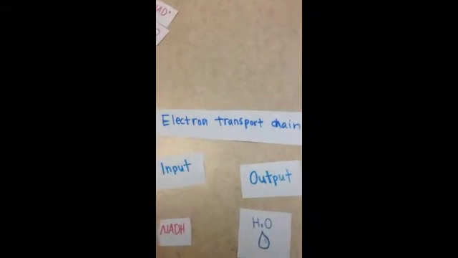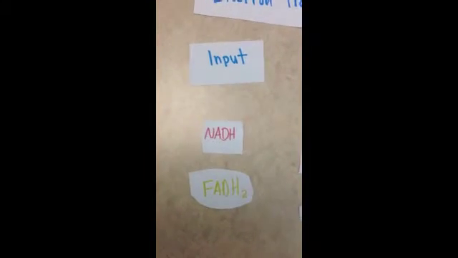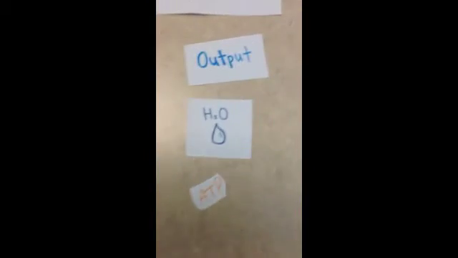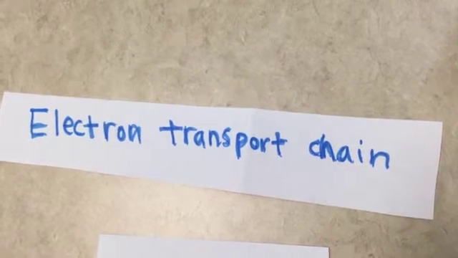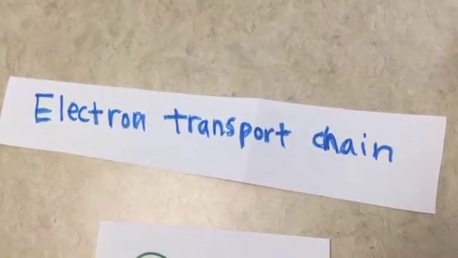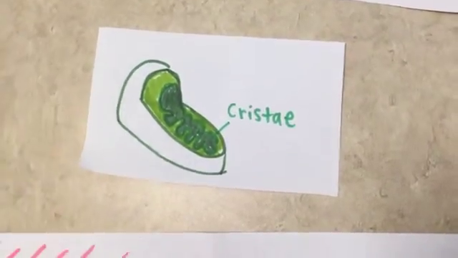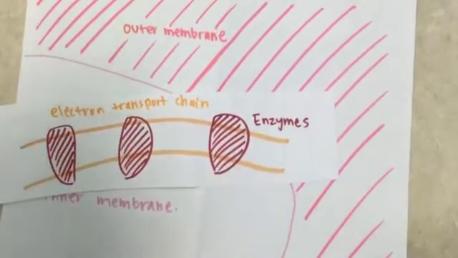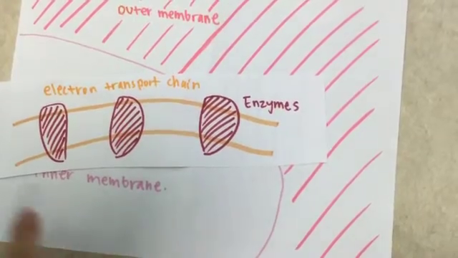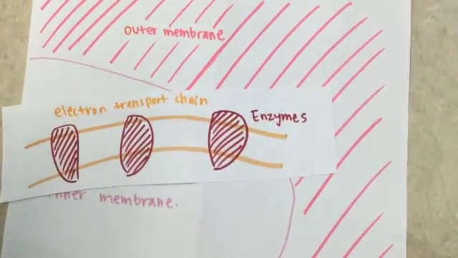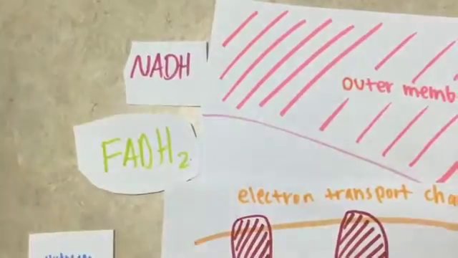And lastly, we're going to talk about the electron transport chain. The inputs of the electron transport chain are NADH and FADH2, and the outputs are H2O and ATP. The electron transport chain is located in the cristae of the mitochondria. The cristae are the folds of the inner membrane, and the electron transport chain is a series of enzymes that accept high energy electrons from NADH and FADH2.